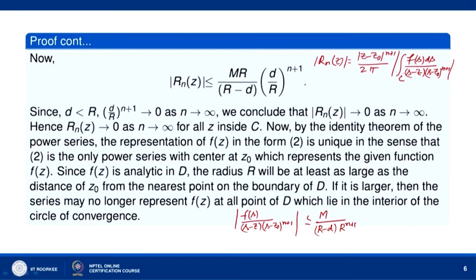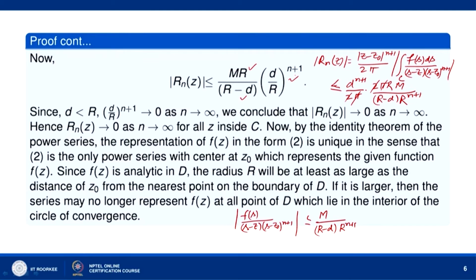So, this integrand is less than or equal to m by r minus d into r to the power n plus 1, and the length of the curve C is equal to 2 pi r. So, this is less than or equal to mod of z minus z naught, which is d, to the power n plus 1 over 2 pi, into 2 pi r, which is the length of the circle C, into m divided by r minus d into r to the power n plus 1. So, this cancels with this, and what we get is m into r divided by r minus d, then d by r to the power n plus 1.